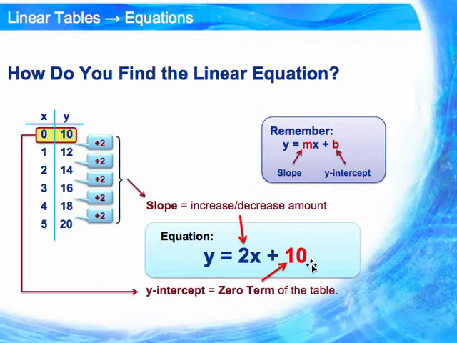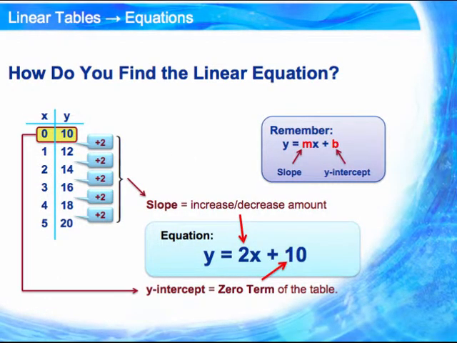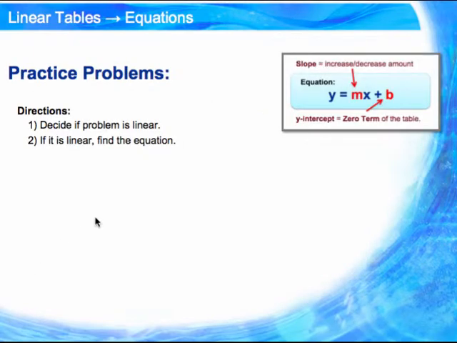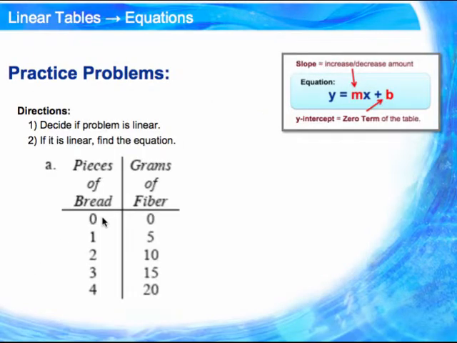It's that easy when the table works out nice and it's given to you in a format where your x values increase by 1. So what I want to have you do now is to move on to these 6 practice questions and decide if each one of them is going to be linear, and if it is linear, find the equation. So here's an example with pieces of bread and grams of fiber. Decide if this table is linear and what is the equation. Pause the video now and decide for yourself.